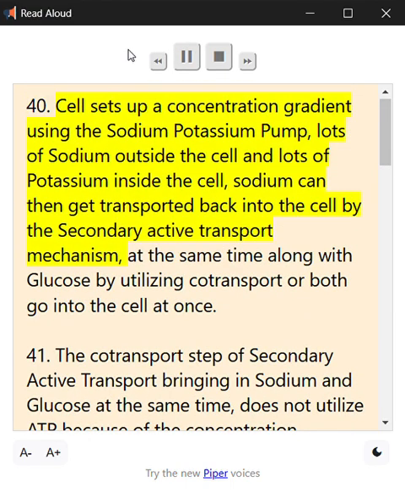40. The cell sets up a concentration gradient using the sodium-potassium pump. Lots of sodium outside the cell and lots of potassium inside the cell. Sodium can then get transported back into the cell by the secondary active transport mechanism, at the same time along with glucose, by utilizing co-transport, so both go into the cell at once.